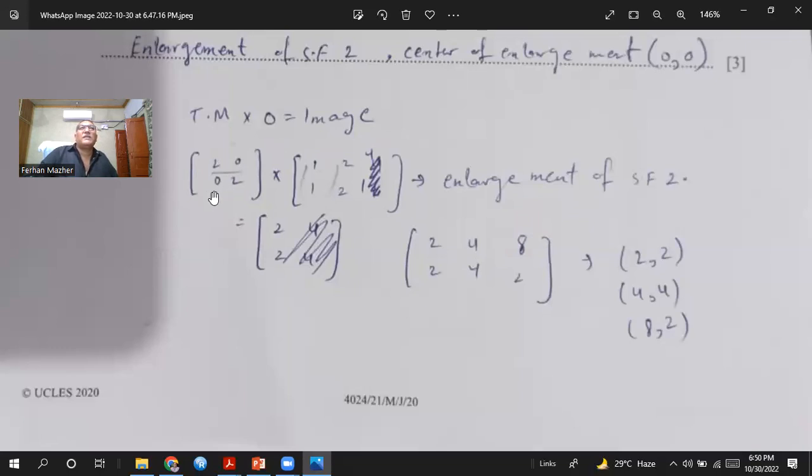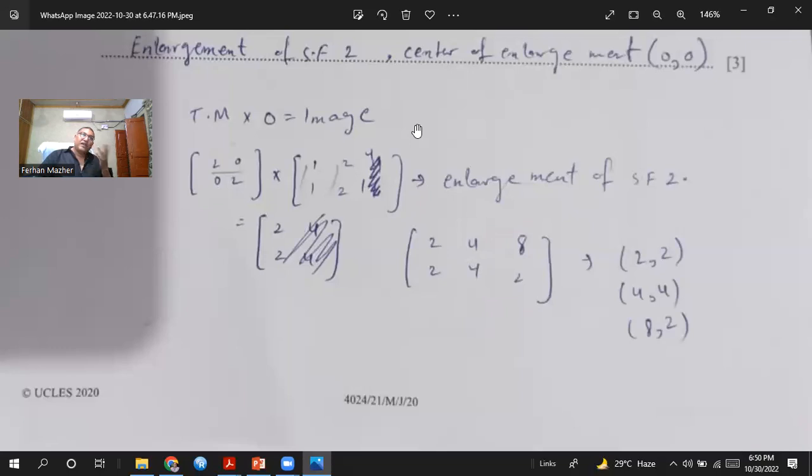Now this row will multiply with these columns, and 0 multiply 1, 0, plus 2 multiply 1, that will be 2. So 0 plus 2 will be 2. 0 multiply 2 will be 0, plus 2 multiply 2 will be 4. So 0 plus 4 will be 4. Now this 0 will multiply with this 4, that will be 0, plus 2 multiply 1, that will be 2. So 0 plus 2 will be 2. So these are the coordinates of that.